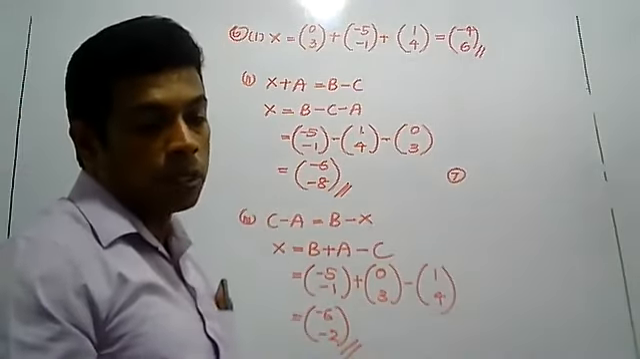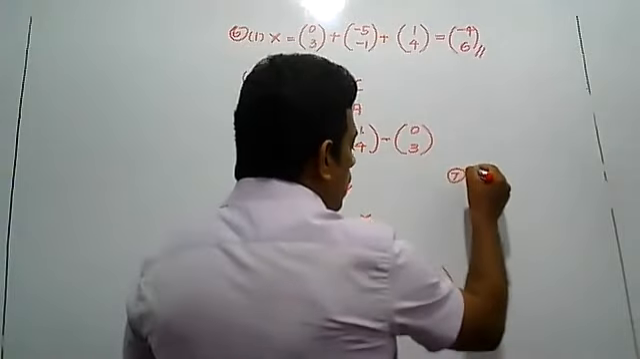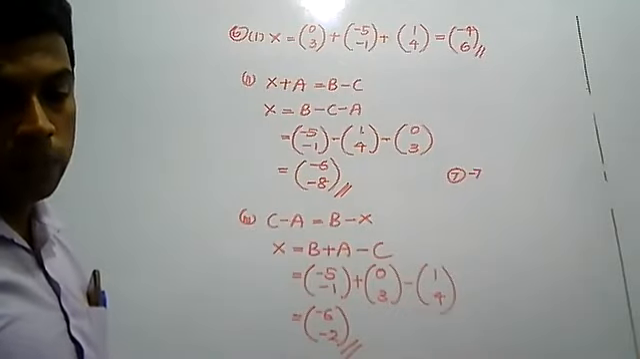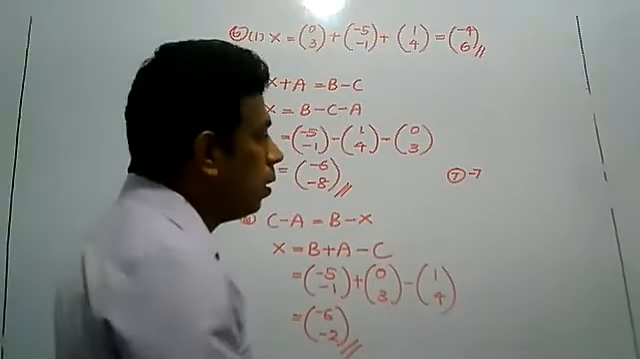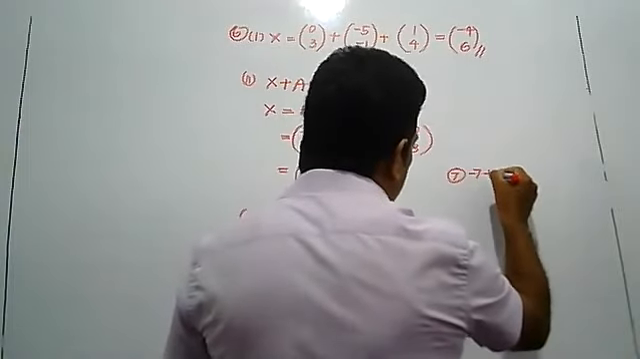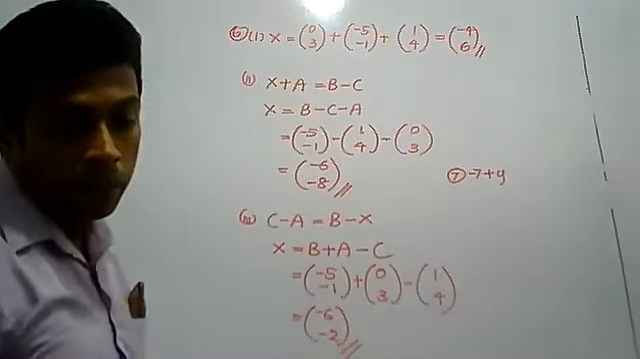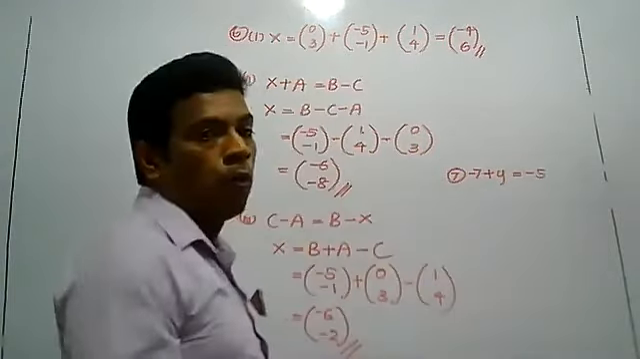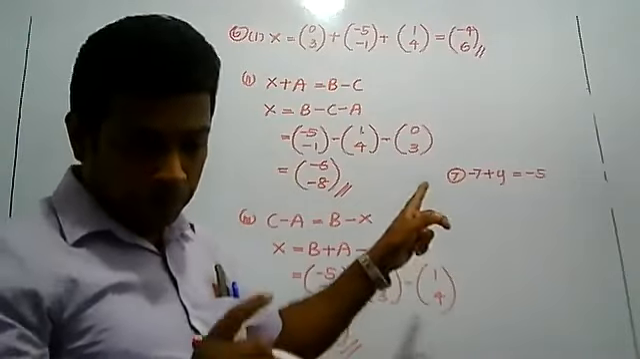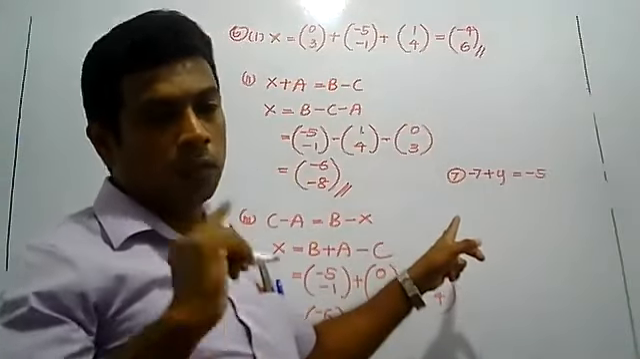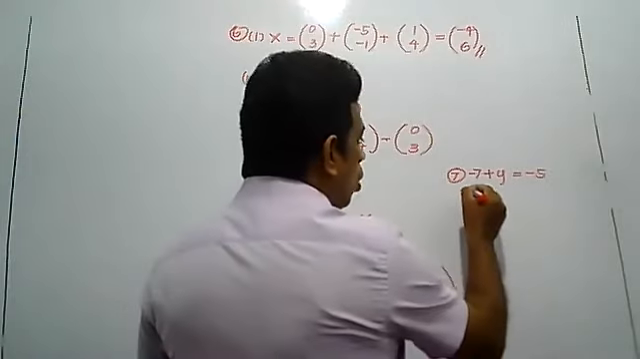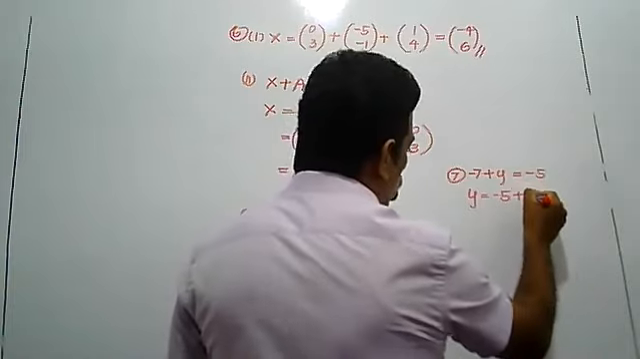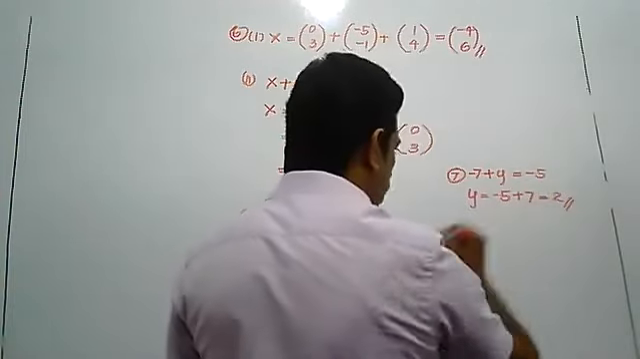We will write corresponding element addition. First row, first element. First row, first column, minus 7. Matrix 2, first row, first column, y. Result, first row, first column, minus 5. We can form a simple equation: minus 7 plus y equals minus 5. So, y equals minus 5 plus 7, y equals plus 2.